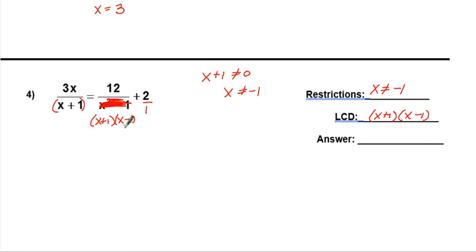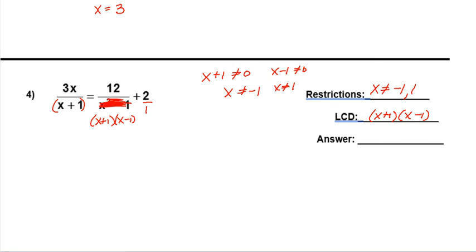This guy could also cause a problem. x minus 1 cannot equal 0, so x cannot equal positive 1. So negative 1 and positive 1 are no-nos. And we don't have any x's in here to worry about. So those are the only two restrictions we have. So hopefully we solve this and neither one of those is our answer.